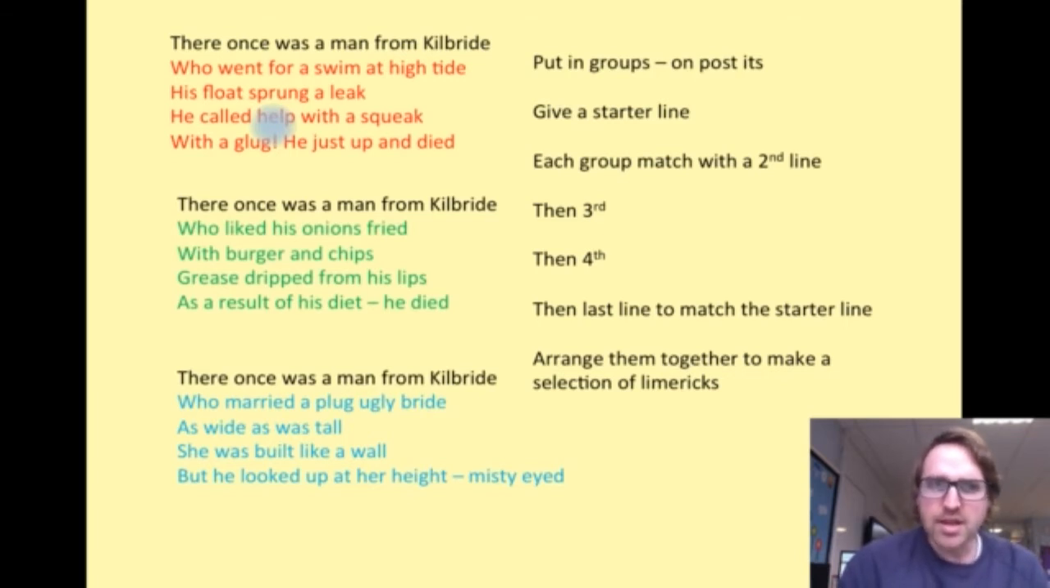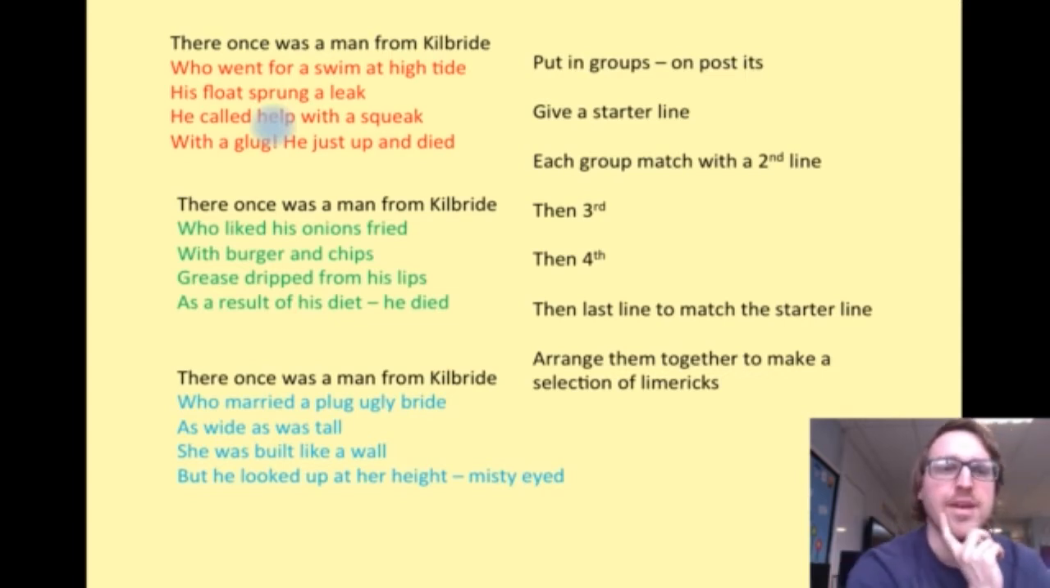Okay, so each group matched with the second line. So we've got bride and tied, bride and fried, and then Kilbride and bride at the end there as well. Okay, and then the third and the fourth need to go next, and then you've got the last line to match the starter line. So we try and match the lines 1 and 2. So we've got that A, B, B, A on each one. So let's read the green one.